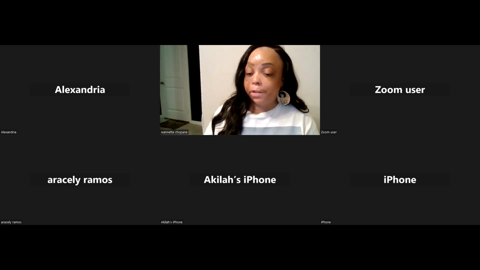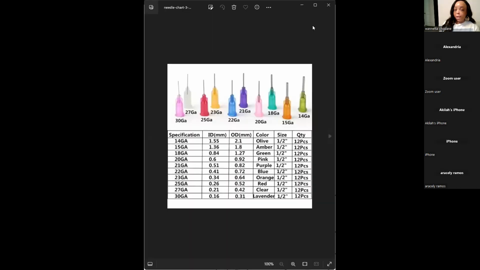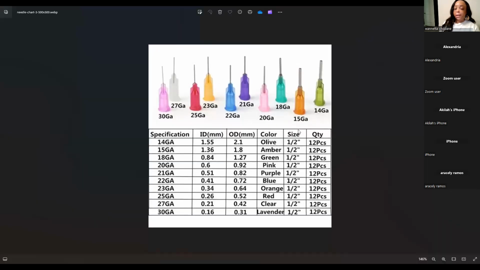Bevel, lumen, shaft. That is the characteristics of your needle. Now, hopefully you see pictures of these needles. If you can come off mute and tell me what you see about these needles, what you see? The different colors of them and sizes of the needle. Okay, the different colors obviously represent the different size of the needle, which represents the lumen.